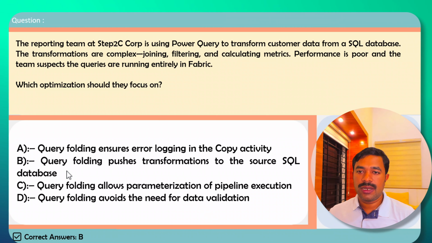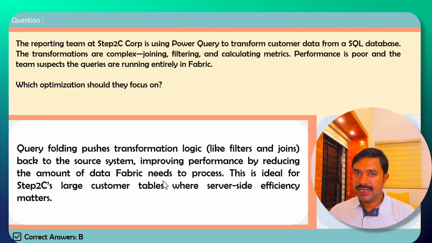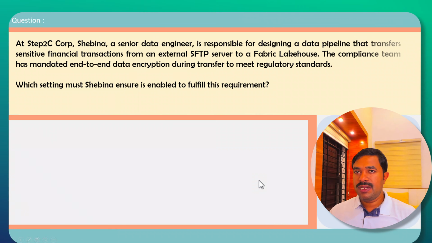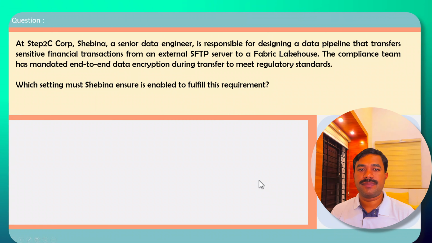We could use option B, query folding, push transformation to the source system. In this scenario, we could use query folding, pushing transformation logic back to the source system, which will improve the performance. So we should try this option. Now let's check a few more questions.